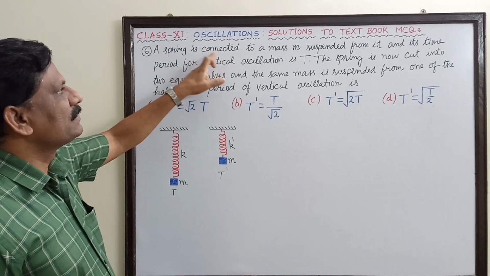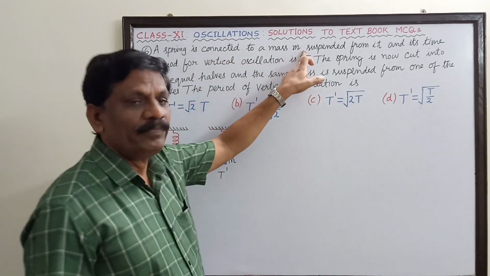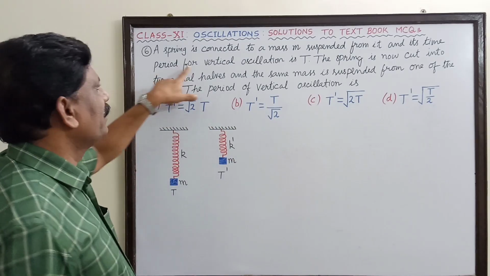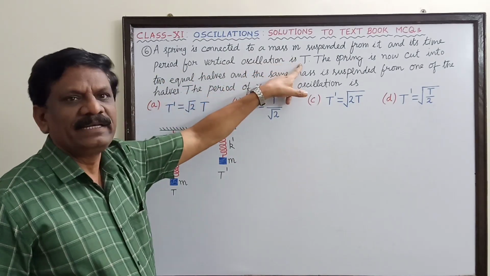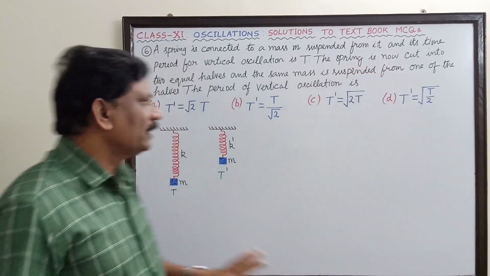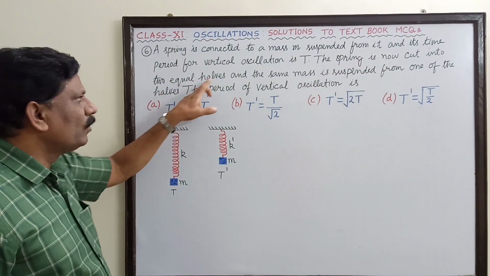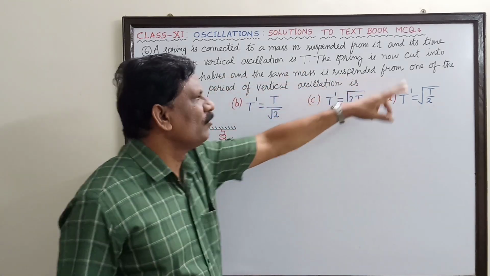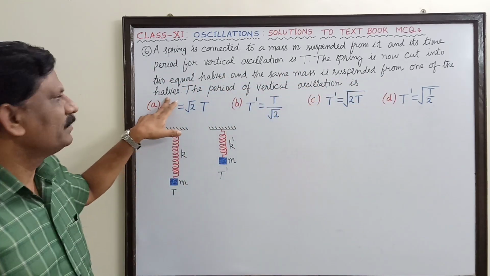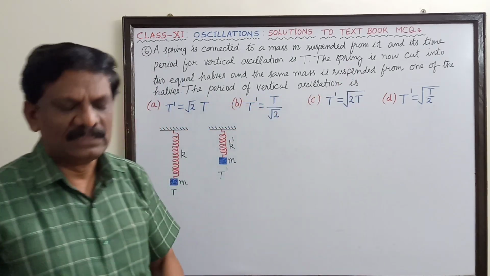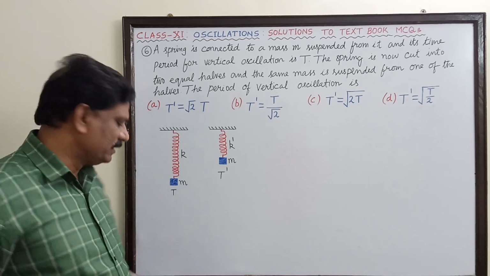A spring is connected to a mass M suspended from it, and its time period for vertical oscillation is T. The spring is now cut into two equal halves and the same mass is suspended from one of the halves. Now the new period of vertical oscillation has to be determined. It's a very interesting sum.